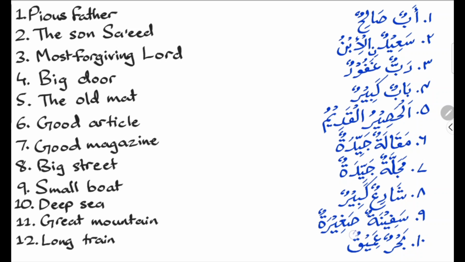Now let's move on to some more sentences. Or let's translate the 11th sentence. The 11th sentence is great mountain. Mountain is a thing being described. Mountain in Arabic is جبل. جبل. Great is عظيم.